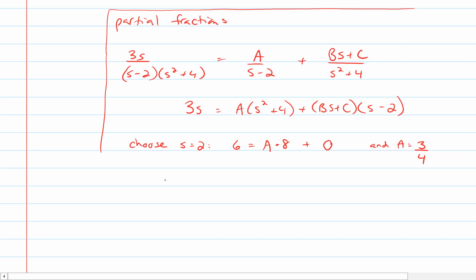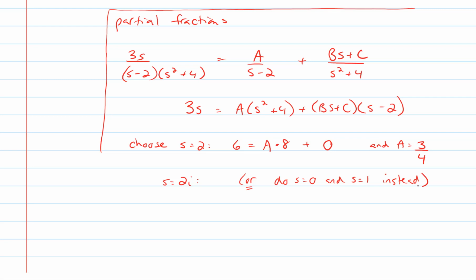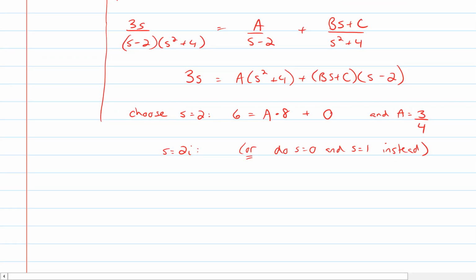And now we're going to choose s is equal to 2i. Again, if you're not a fan of complex numbers, your choices are to just multiply out the terms on the right-hand side, and then match coefficients. Or if you prefer, just do s is equal to 0 and s is equal to 1 instead. That would totally work. If you put in s is equal to 0, it'll knock out the B term, and then just choose 1 for ease of calculation. But I like complex numbers, so I'm going to put s is equal to 2i.